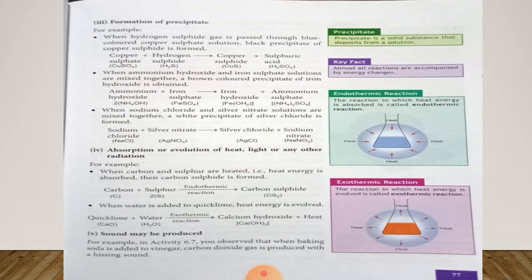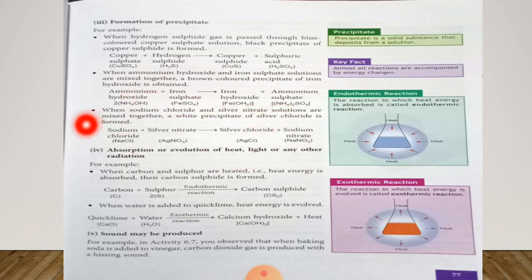Is that clear? Now the next, when ammonium hydroxide and iron sulfate solutions are mixed together, a brown colored precipitate of iron hydroxide is obtained. So here you can see the reaction that ammonium hydroxide reacts with iron sulfate and forms iron hydroxide, which is a brown colored precipitate, and ammonium sulfate.